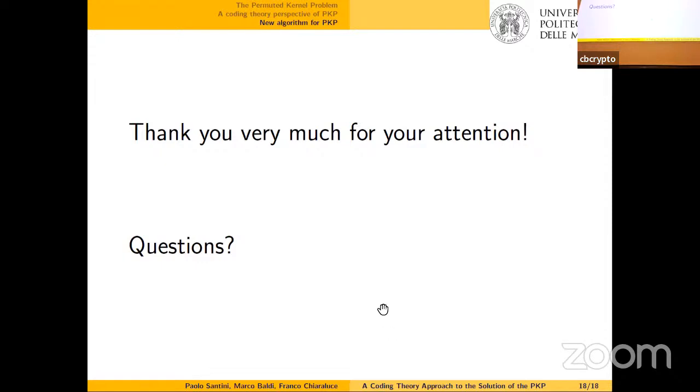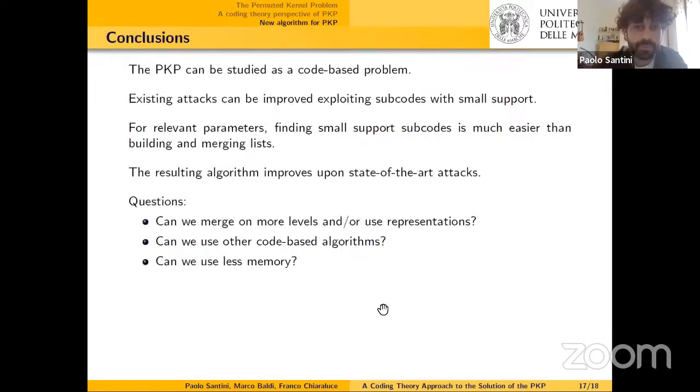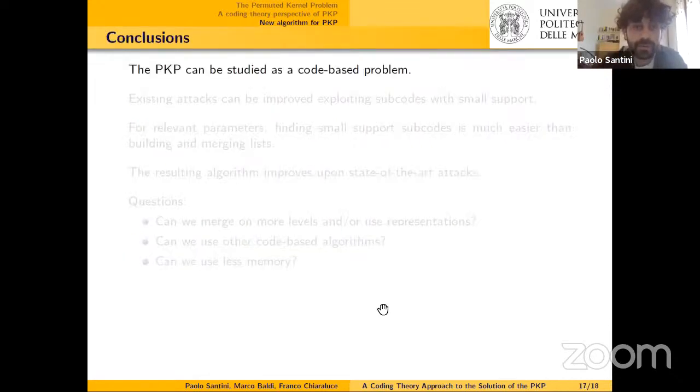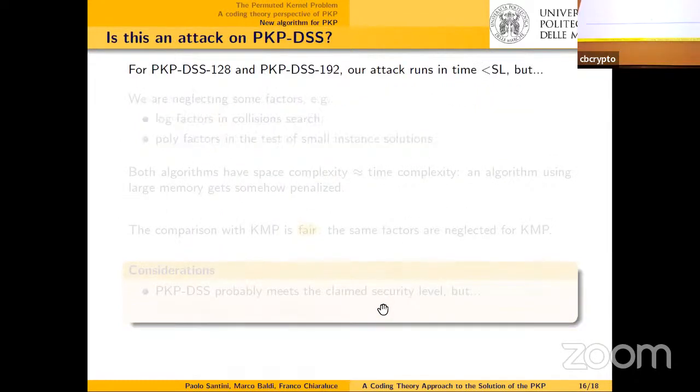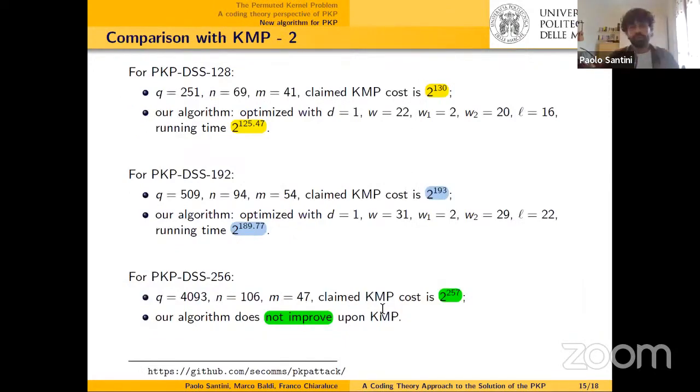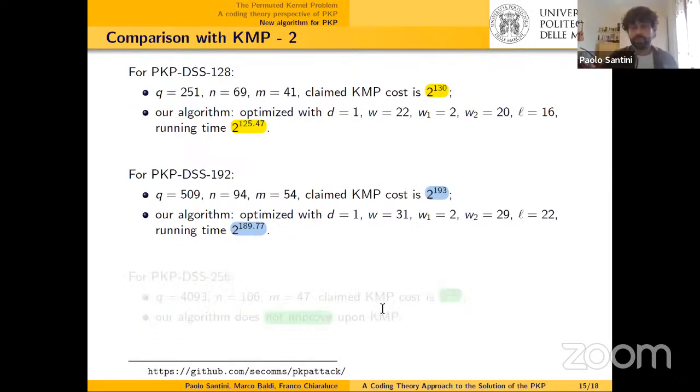I didn't understand why you could conclude that the subcodes have small support. For me, it was a bit unclear because we know that there is some structure to the coordinates we somehow know, but why do they have small support? I couldn't hear you very well, but I guess you are asking why the subcodes have a small support. Yes, exactly.